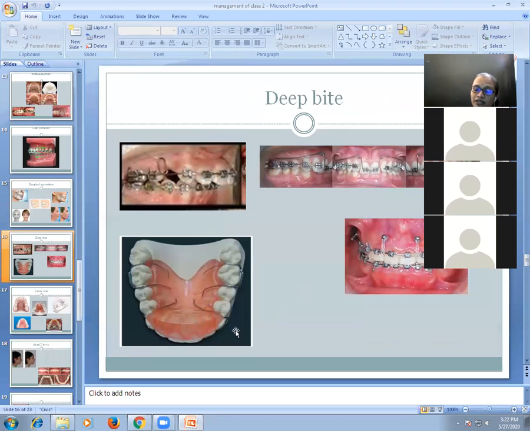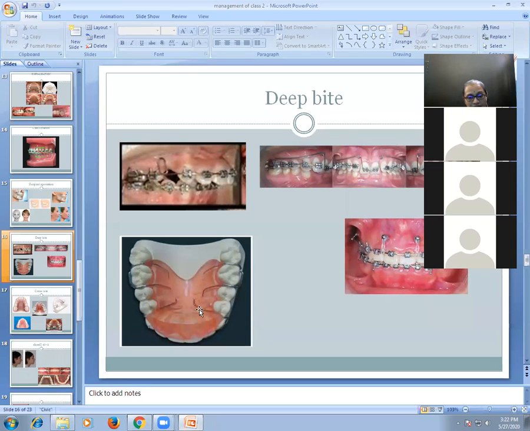Most commonly, your class 2 patient will exhibit deep bite and cross bites. Okay, how to reduce this deep bite? This deep bite in removable appliances can be reduced by bite plate.